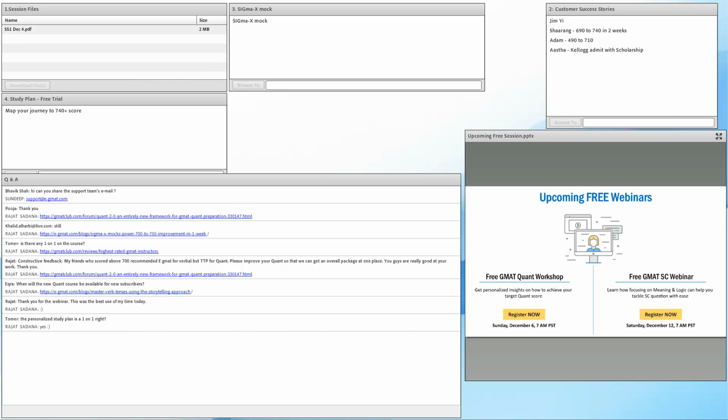If you purchased GMAT Online Terrain, go to the study plan. You should be able to use the tool right away. You don't need to wait for someone to help you. You are there. But make sure you take the first Sigma X mock, please.